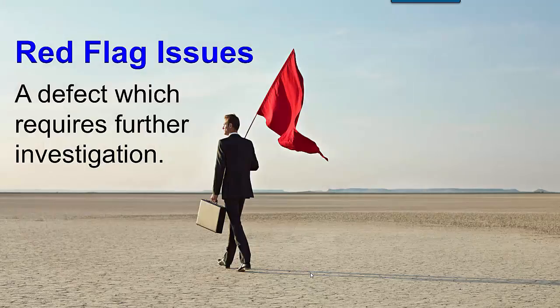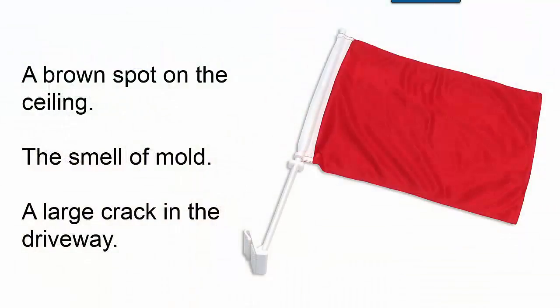Red flag issues. It's a defect which requires further investigation. So a red flag would be something like if you're walking in a house and you see a brown spot in the ceiling. It's like, gee, I wonder what's causing that brown spot. It's something that makes you want to investigate further. Okay, or maybe a crack on a driveway with the property that's on a hill and it's a big crack. Maybe I'd like to get somebody out here to investigate, make sure that this hill isn't slipping. Okay, so those are your red flag issues. So here's a brown spot on the ceiling. Ooh, the smell of mold. Absolutely. If you walked into a house and it looked really clean, but you still smelled mold, wouldn't you want to find out why?